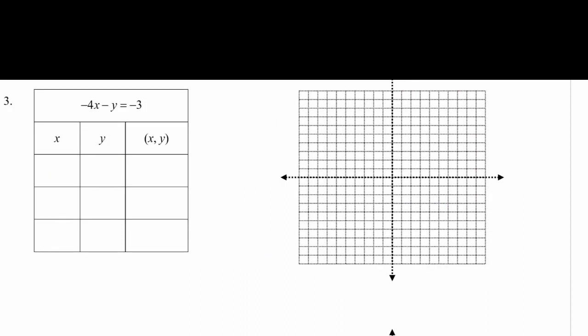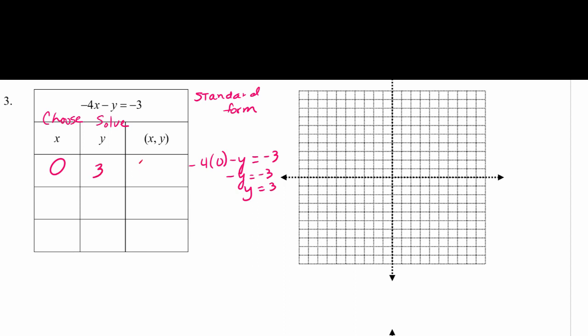Okay, this next linear equation is not in slope-intercept form. Did you notice? This one is in standard form. Okay, but again, we choose x and we will solve for y. Okay, so 0 is always a good choice. So now I get -4 times 0 minus y equals -3. So I get -y equals -3, and dividing both sides by -1, I get y equals 3. (0, 3) is our first order pair, and it's on the y-axis, so that is our y-intercept.